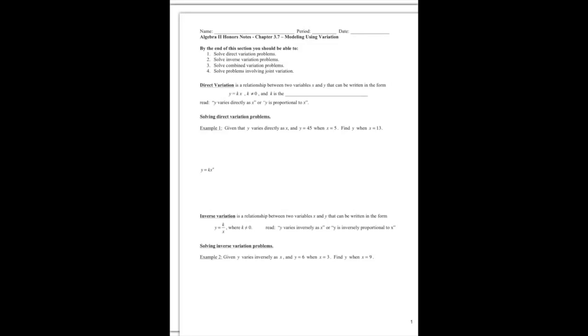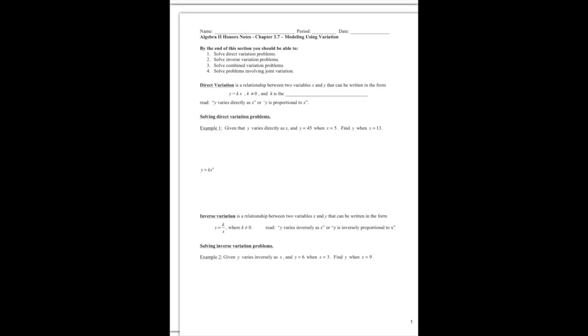Today we're going to be talking about variation equations. There are different types of variation equations. These are not difficult equations. You just have to be able to read the words, identify the type of variation, and write the corresponding equation. Then you'll be asked to find a few other pieces of information.